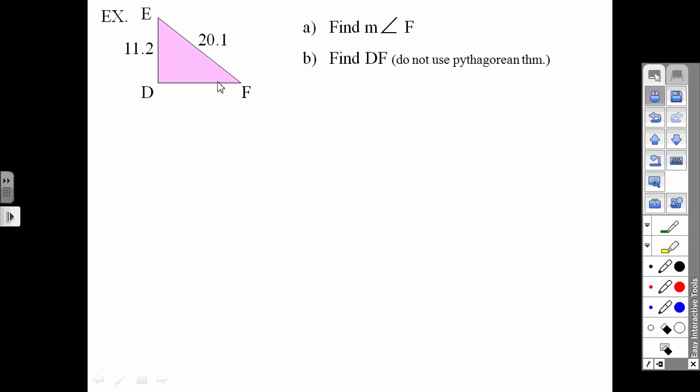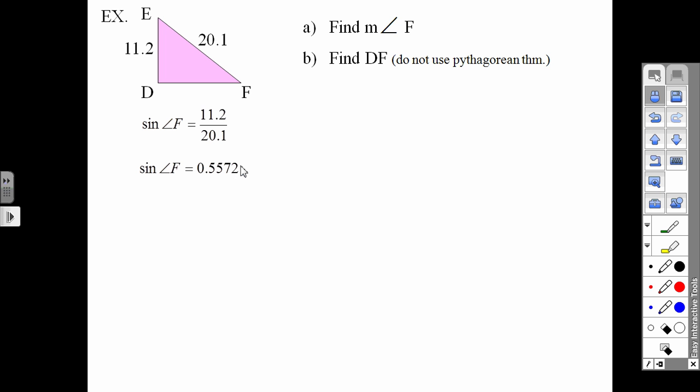So if we look at angle F and the two sides that are given to us, this is opposite and this is hypotenuse. So we're going to write a trig function saying that the sine of angle F is equal to 11.2 divided by 20.1. So doing what we did last time in the previous example, we're going to figure out what this is as a decimal. Okay, so we have sine of angle F is 0.5572.